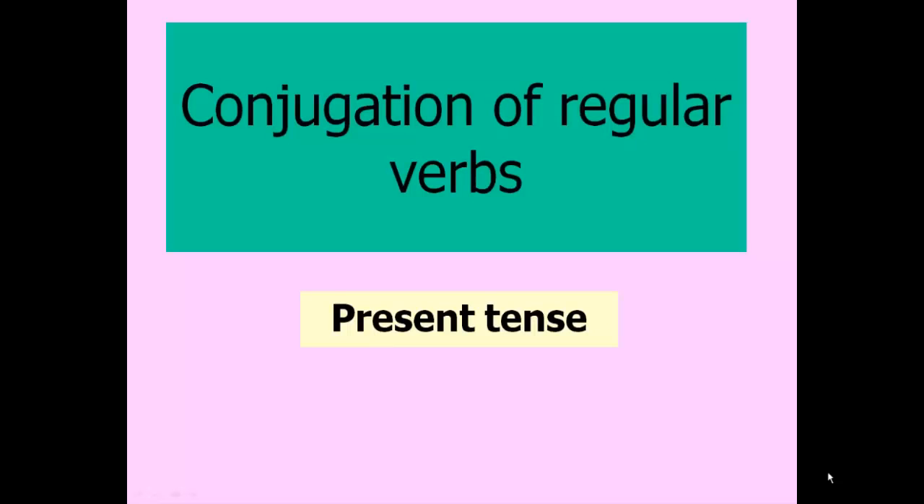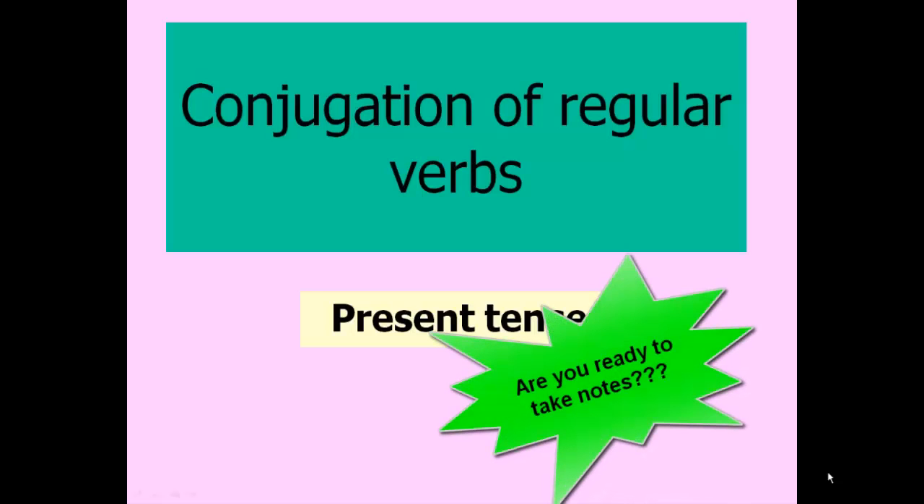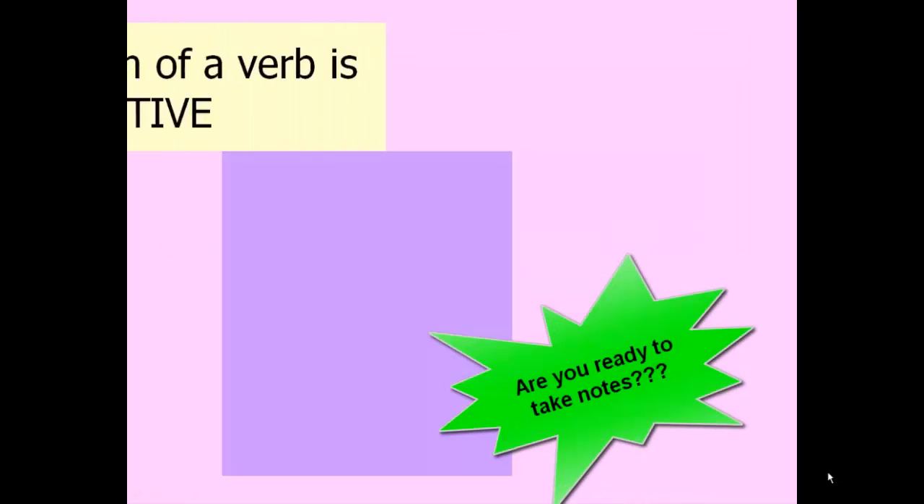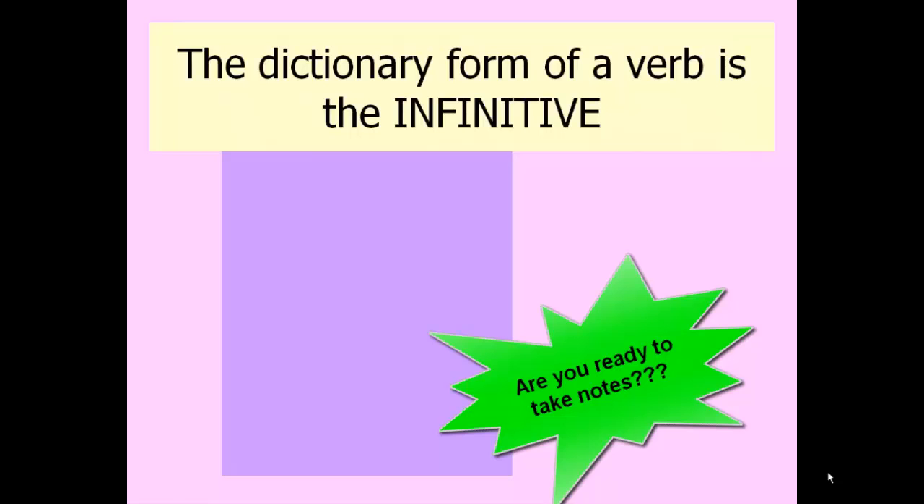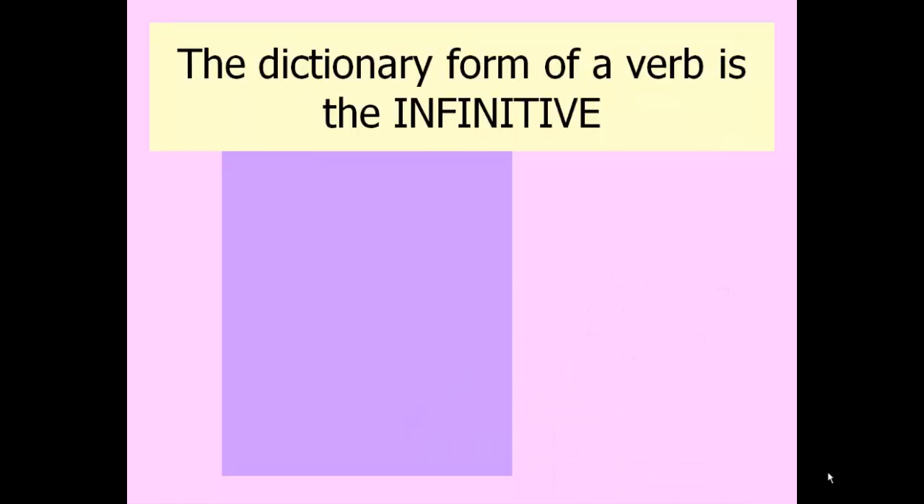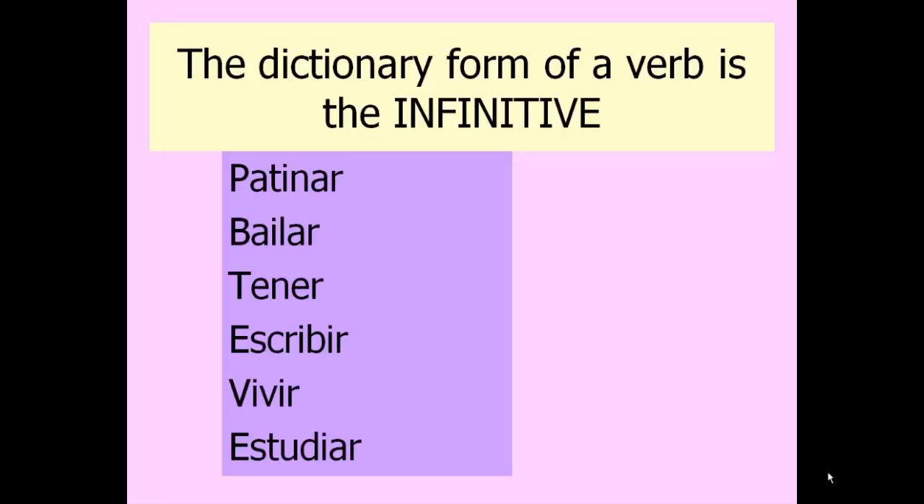Conjugation of regular verbs in the present tense. First of all, we have to get some terms straight. The first one is an infinitive. The dictionary form of any verb is the infinitive because it's not specifying who's actually doing that action. Here are some examples in Spanish and what they mean in English.